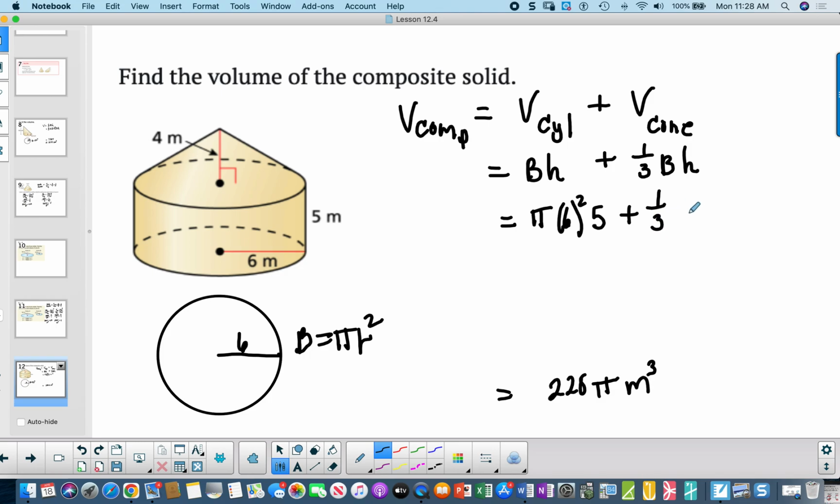1/3, now we'll do the cone, and the base is still the same, pi 6 squared. But the height of the cone is different, it is 4. So this is going to be 36 times 5, which is 180 pi, plus 48 pi for the cone, and when we add those together, we're going to get 228 pi meters cubed.